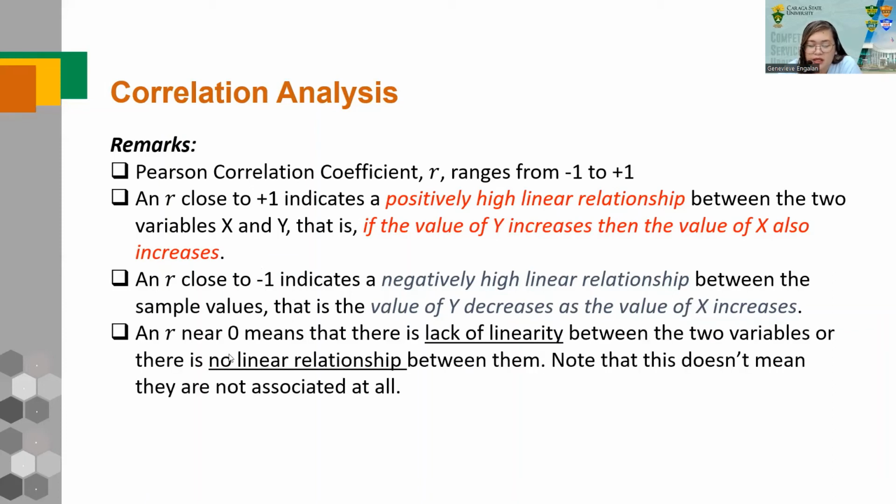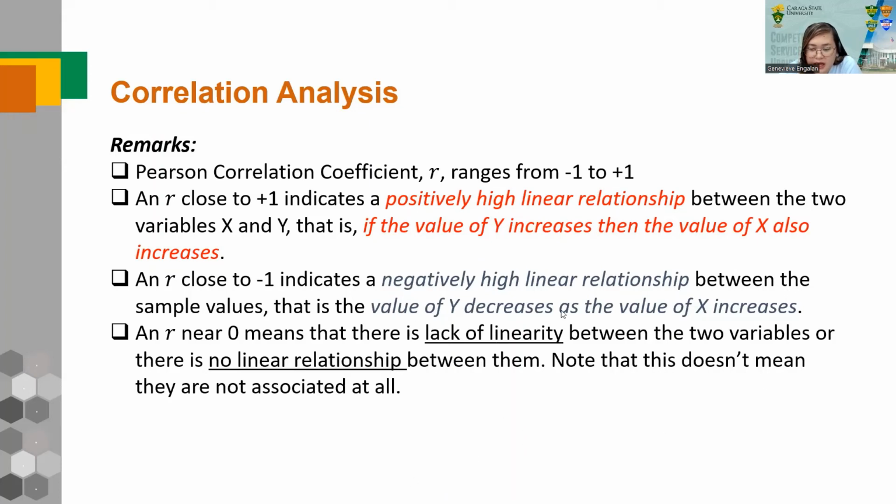So, kung imong R is near 0, duol sa 0, there is lack of linearity. Pasabot, ang relationship between the two variables is dili siya nindot nga linear. There is a lack of linearity between the two variables or there is no linear relationship between them. So again, pag duol sa 0, there is a lack of linearity or no linear relationship. Pero dili siya pasabot nga wala na siya relationship at all.